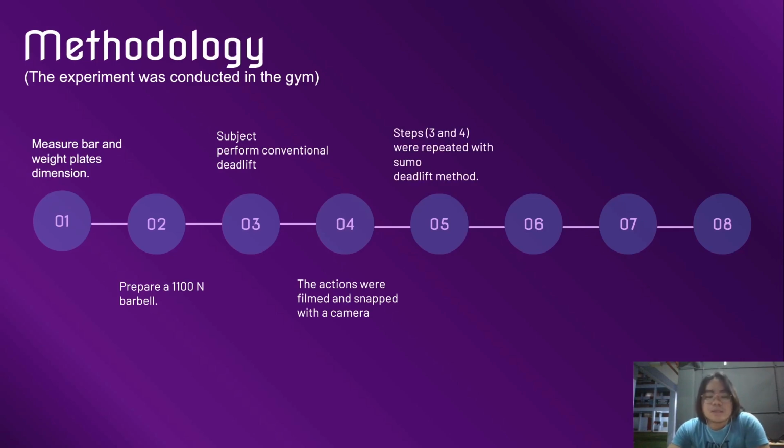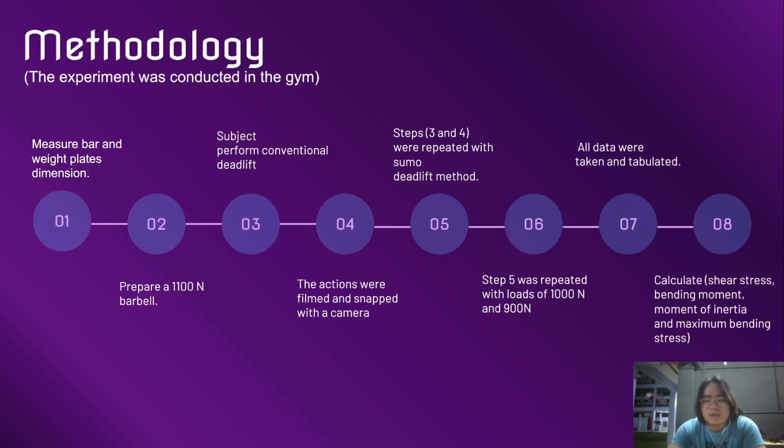Next, the subject performed a sumo deadlift on the 1100 Newton barbell once again, and the actions were filmed and snapped with a camera to observe the bending on the bar. The sumo deadlift was repeated with total weights of 1000 Newton and 900 Newton, and all data were taken and tabulated. The data obtained were used to calculate the shear stress, bending moment, moment of inertia, and the maximum bending stress, and the shear force and bending moment acting on the bar were drawn in diagrams.